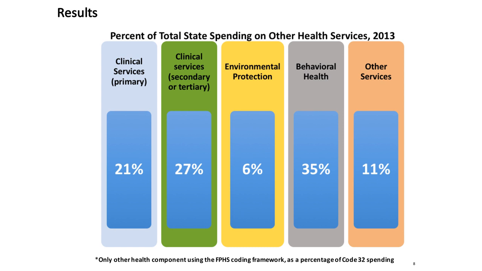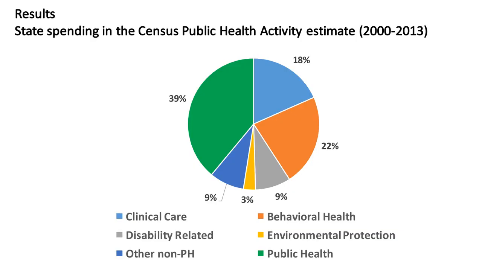Next one, going a little bit further, this is the other health services. So again, you can see that these are bigger percentages of the total pie of public health spending. 35% of this is behavioral health services. 27% is clinical services. So you can see that a big chunk from the national estimates that we're counting as public health is actually really more on these other health services, which is important to know when we're trying to think about what is the impact of spending on different public health activities.